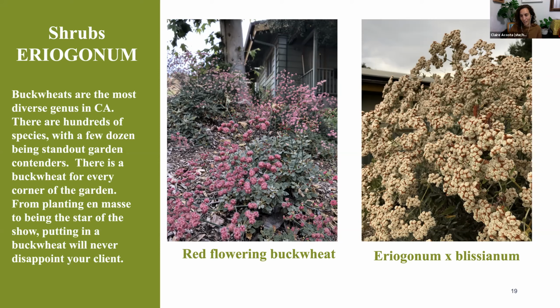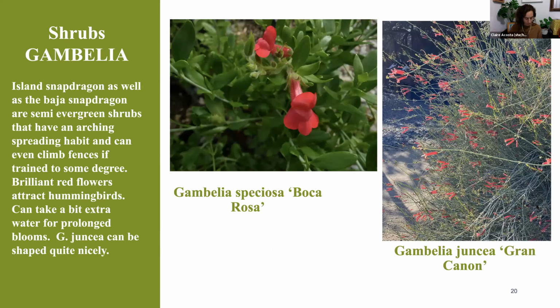I feel like every native garden should have a buckwheat. So that's fun. There's also Gambelia. There is the Gambelia speciosa, which is the island snapdragon. And then there are the Gambelia juncea, which are the Baja snapdragons. Very similar, but the speciosa has a larger flower.